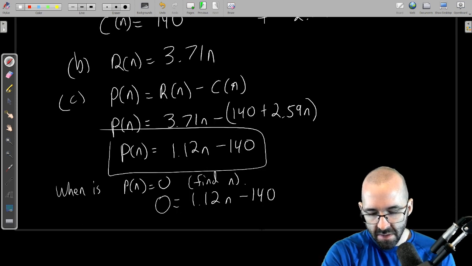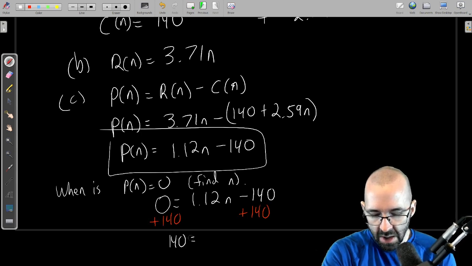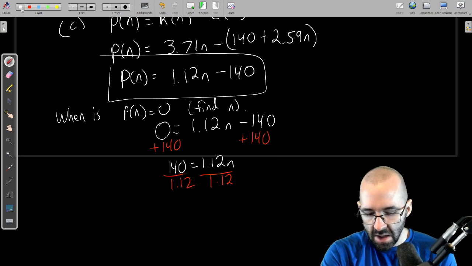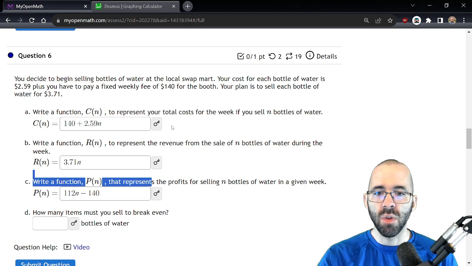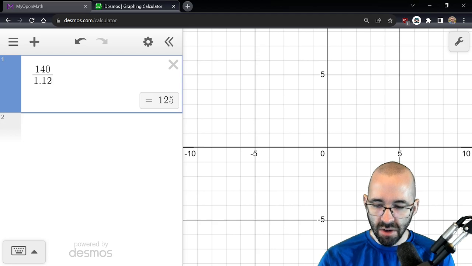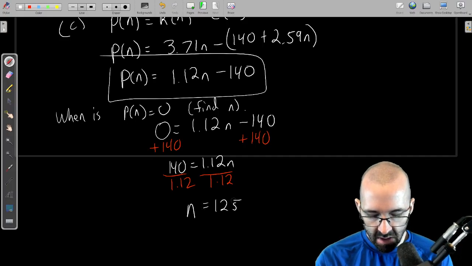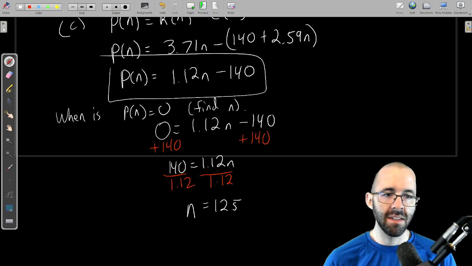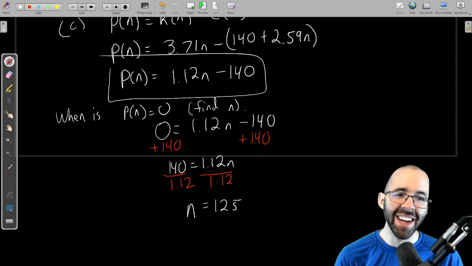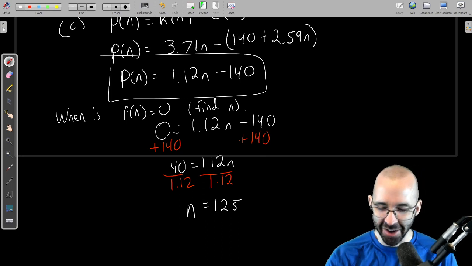Well, let's solve. Add 140 to each side. That'll give us that 140 equals $1.12 for every water bottle. Divide by 112. And we'll get that N is 140 over 112. 125 water bottles exactly in a week if we want to break even. If we want to spend a whole week doing something and not lose money. So hopefully we're selling a lot more than 125.